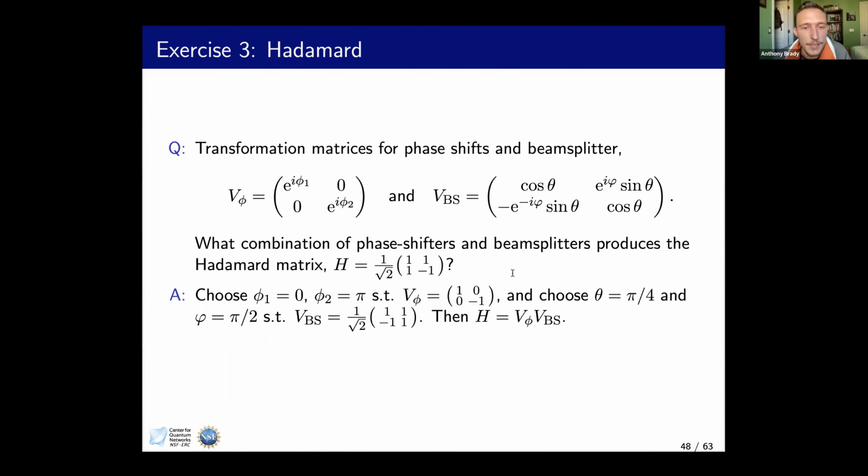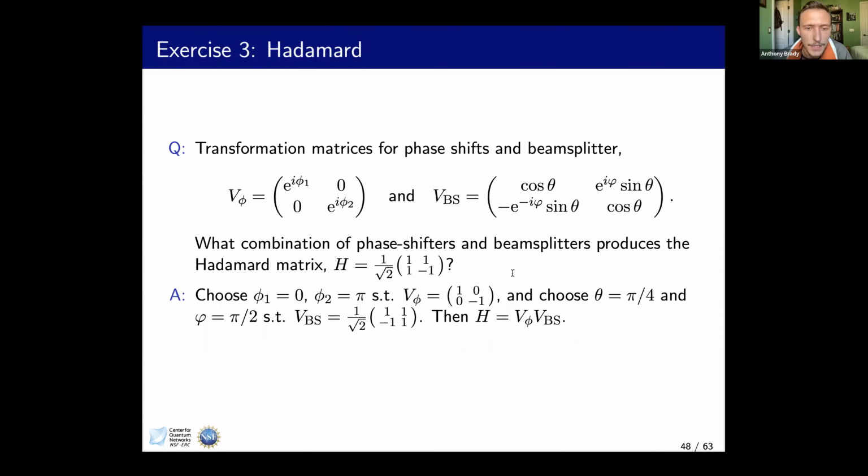Here's another example. This is more of an exercise. So consider these transformation matrices for the phases and beam splitters. Here's a question: what combination of phase shifters and beam splitters produces the Hadamard matrix H? So this is one of these single qubit gates that people like in quantum information processing, called the Hadamard matrix. And using these transformations, you can't. I don't think you can do it with only a beam splitter.